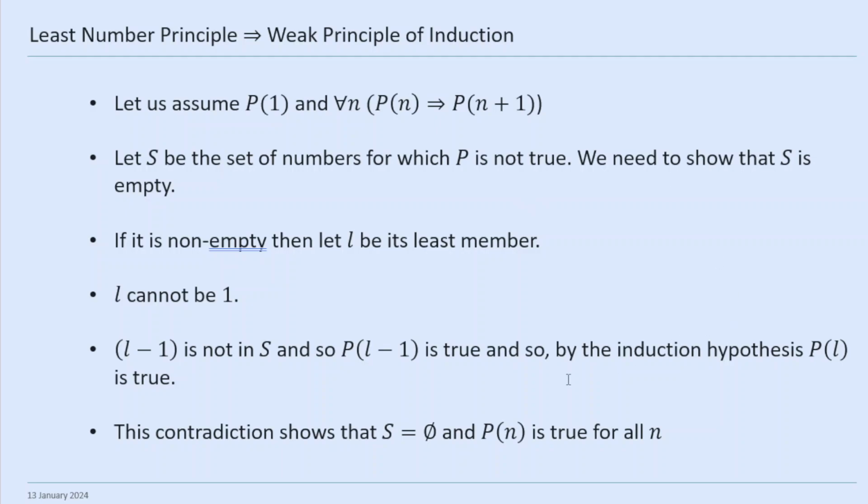So this contradiction shows us that S cannot have a least member, which means that S must have been empty, which means that P must be true for all n, and we've established the weak principle of induction.